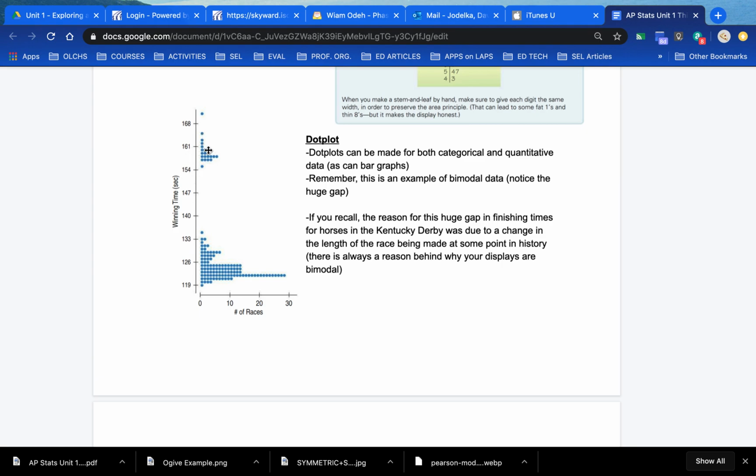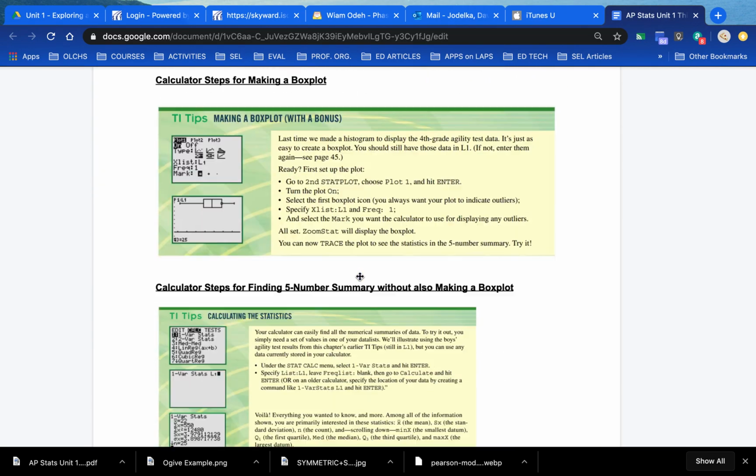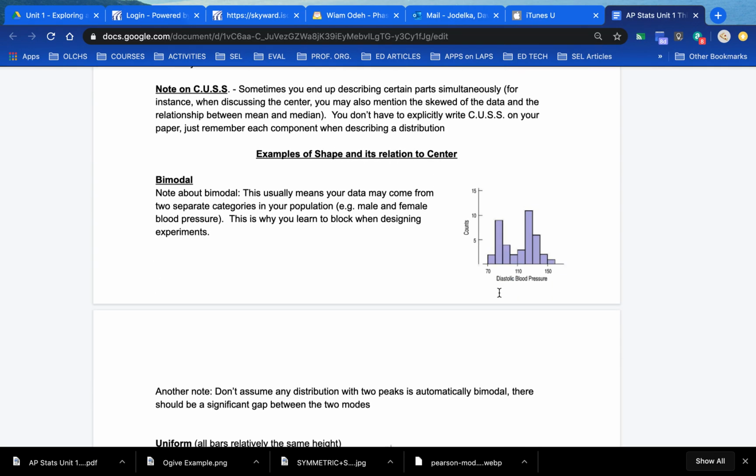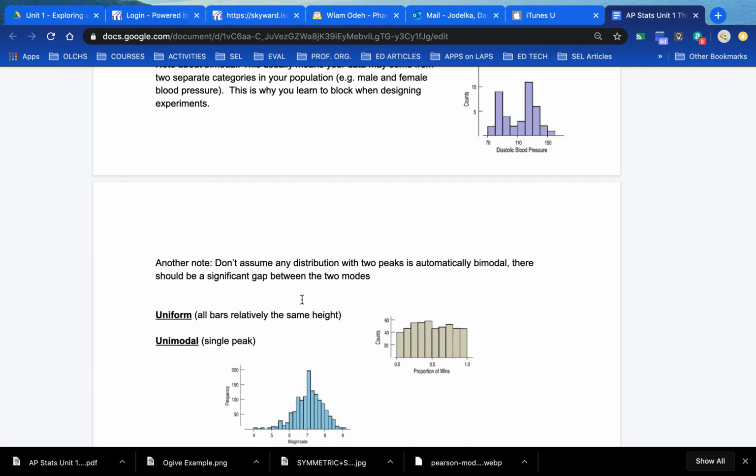Remember, if you are bimodal, there's usually a reason why. In this case, if you remember, this was a different race length than here. They changed it at some point in history. Sometimes you have bimodal data like here for blood pressure because maybe females and males have differing base blood pressures. So anytime you're bimodal, think this might have come from two different groups in my population. That's why blocking is talked about in Unit 3.